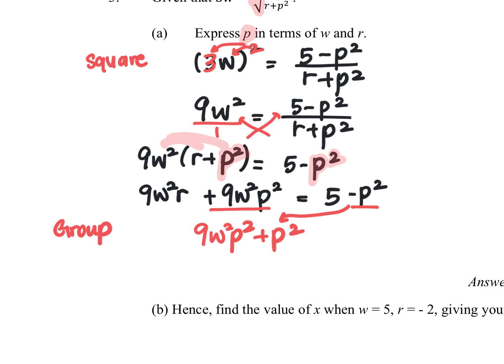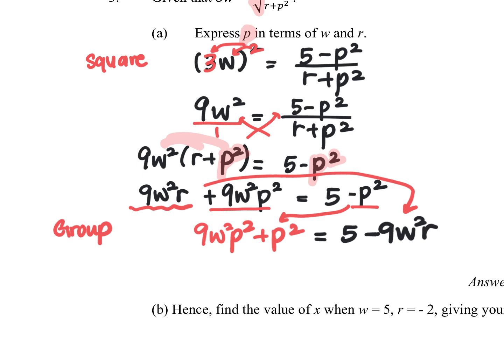Okay, and then I'm going to continue. I'm going to put all the rest on the other side. So this one here is 5 remaining. But this will be 9w square r. It'll come over to this side. Okay, and I'll do the addition. It becomes subtraction. So minus 9w square r.